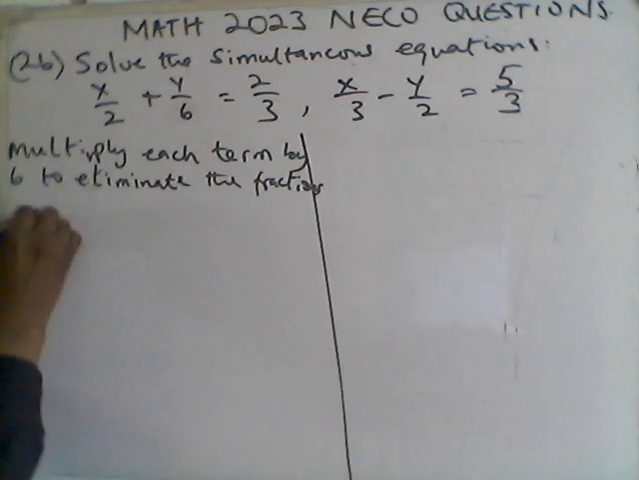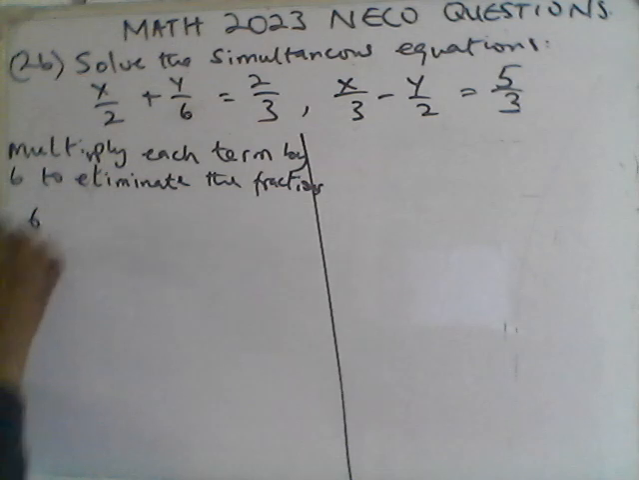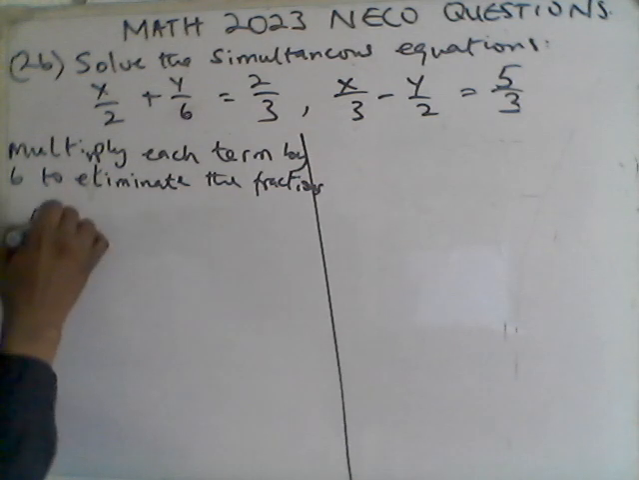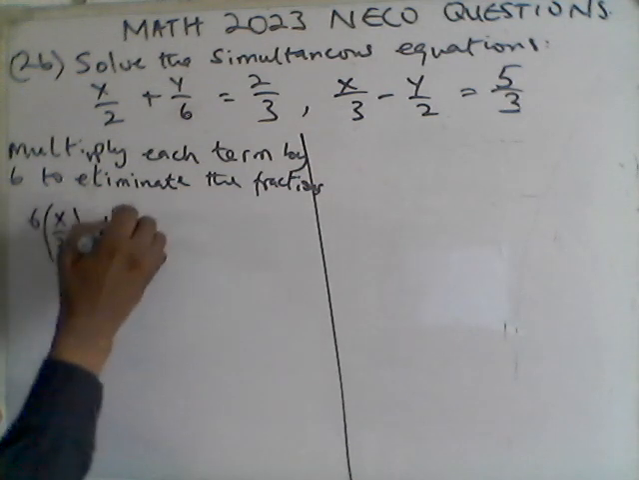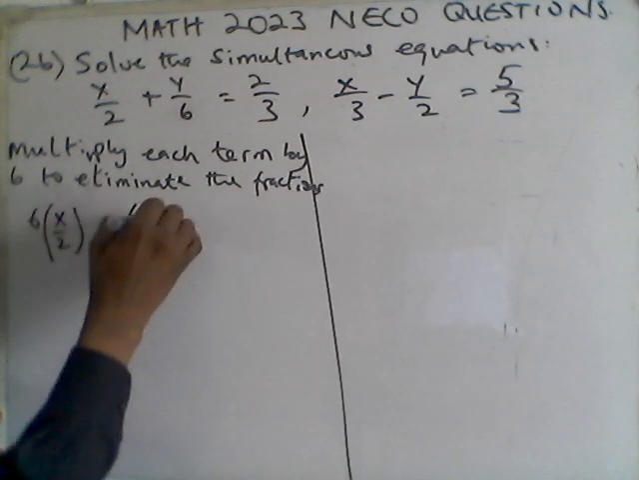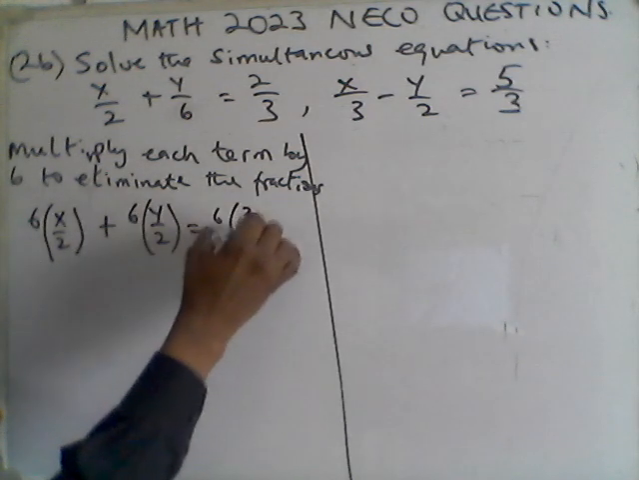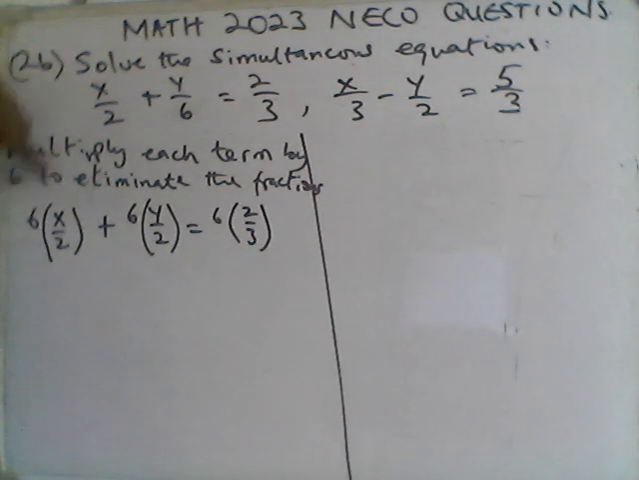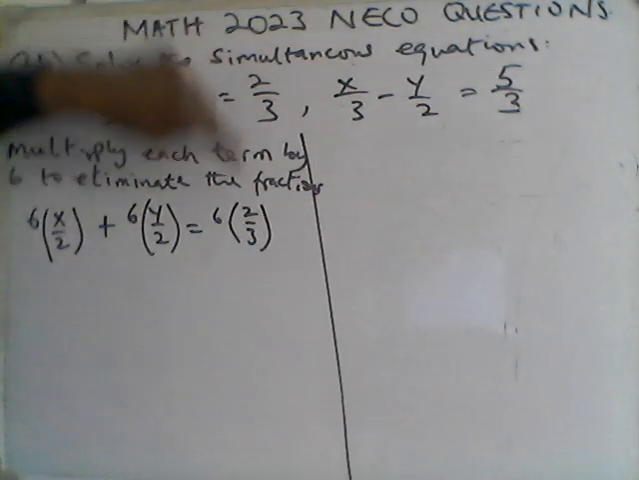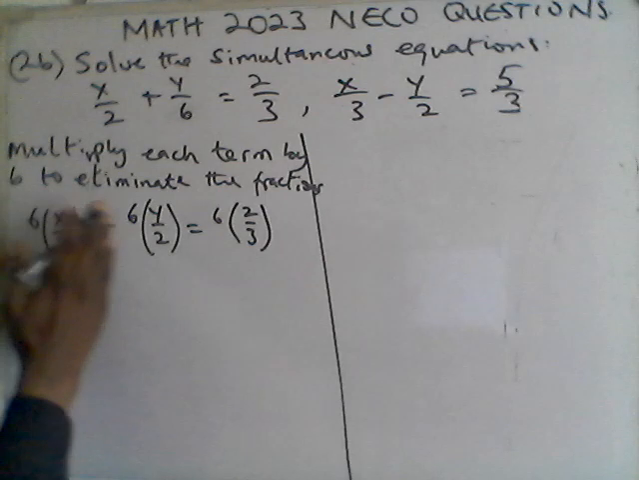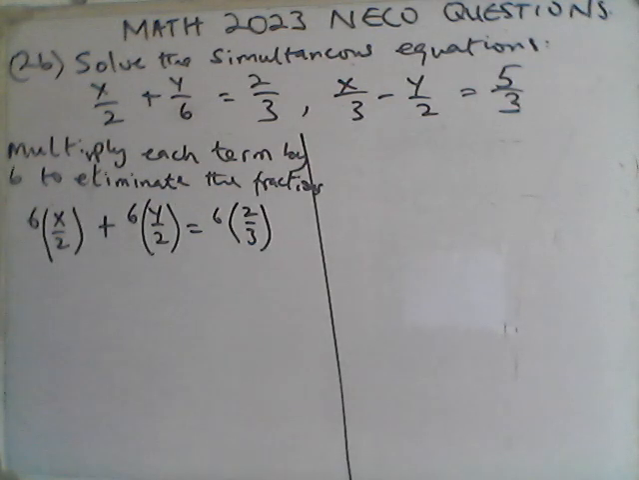I will put a 6 here. I will multiply it by the first term, then plus a 6 again, multiplied by the second term, is equal to 6 again, multiplied by the third term. See, these are the terms. This one is this, this one is this, this one is this. So what I'm doing is that I'm multiplying each of them by 6. I'm not cheating anybody. It's a fair thing to do in mathematics.